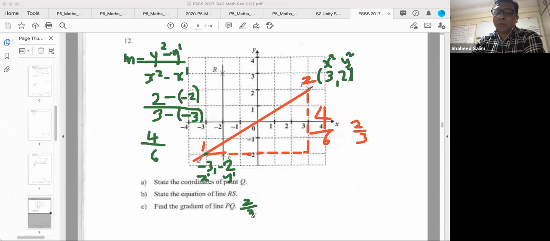What if they ask you what's the equation of this line? The equation is y equals mx plus c. Remember now? What is c? It's the y-intercept, where it cuts the y-axis. It cuts the y-axis at 0, so forget about it. So the equation is y equals 2 over 3 x. That is the equation.